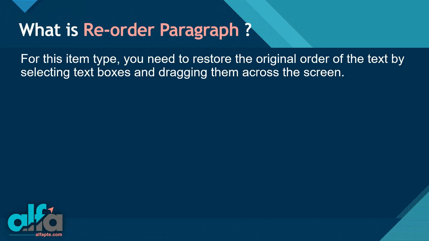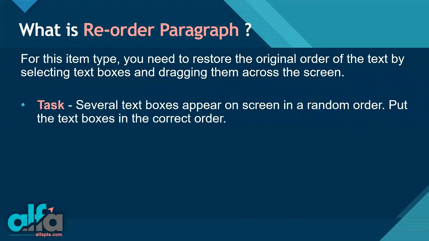So basically, you will have a passage that will be an academic passage, and it will be broken into several sentences, and the sentences will be jumbled up. So your job is to put it in the right original order. So this is your task. Several text boxes appear on screen in a random order, so they will be jumbled up. Put the text boxes in the correct order, so you have to arrange them properly in the original order. You will only be assessed on the reading skills, so you will only get your marks in reading module.